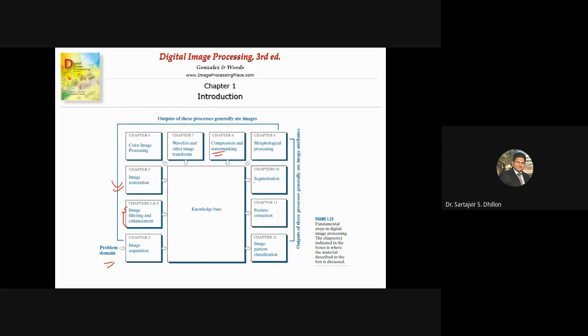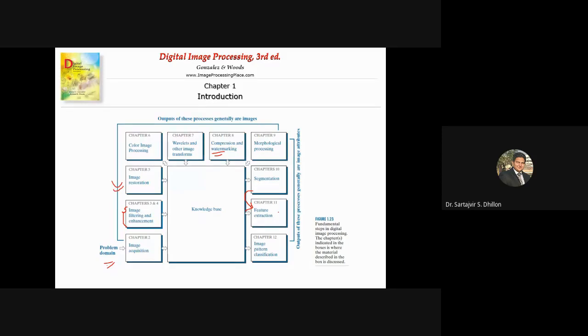And segmentation. Segmentation involves the separation of different objects within that particular image. Once you have extracted those objects, then you have to extract the features. That is the subsequent step of segmentation, once you have separated the objects in an image.